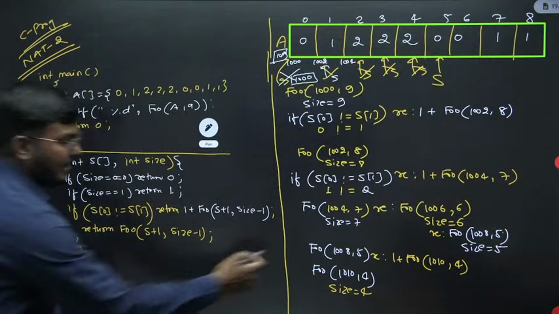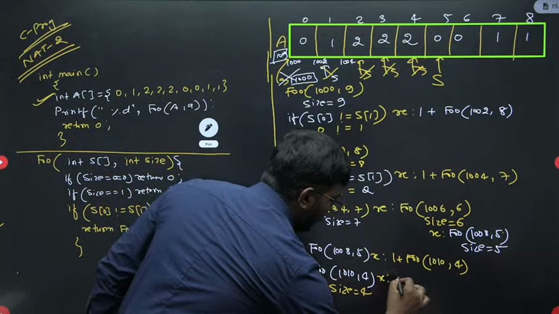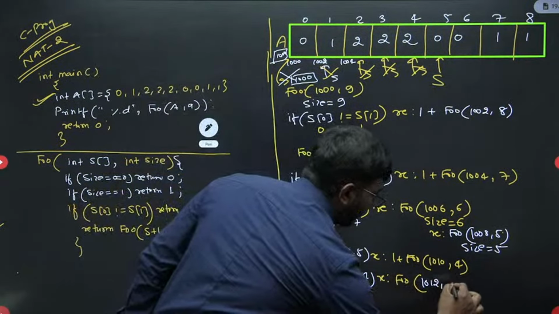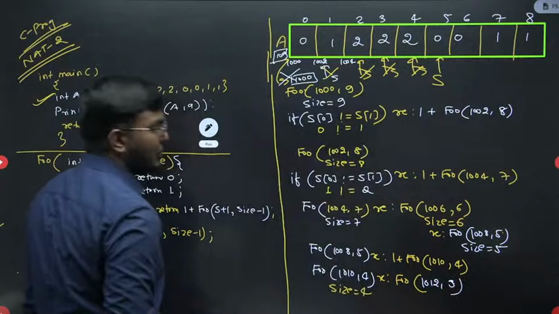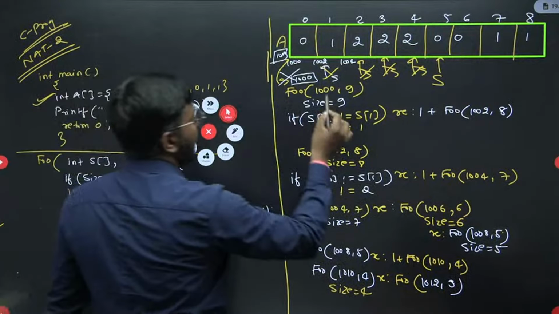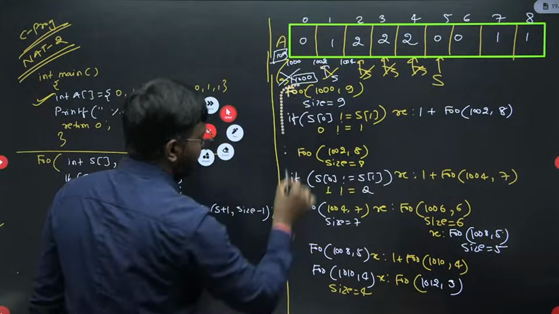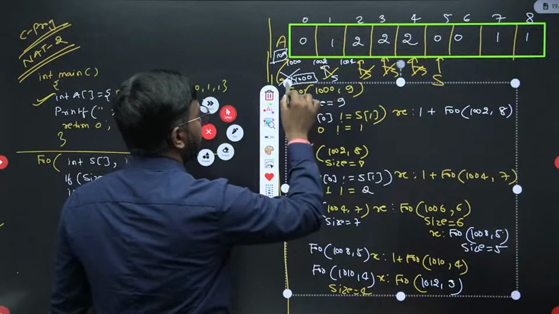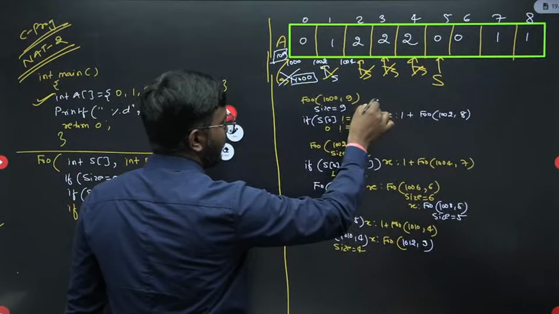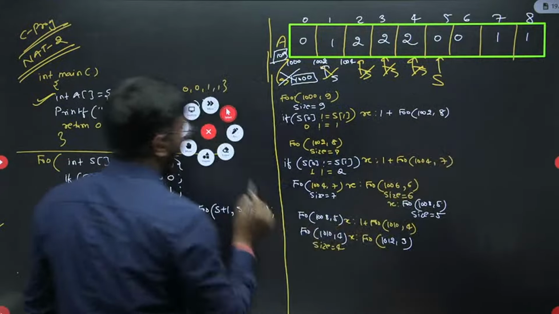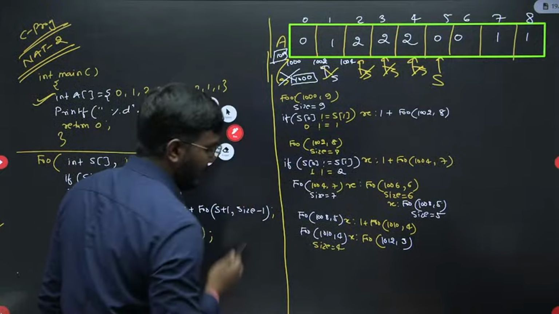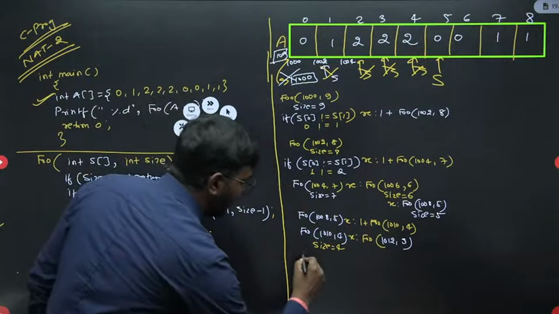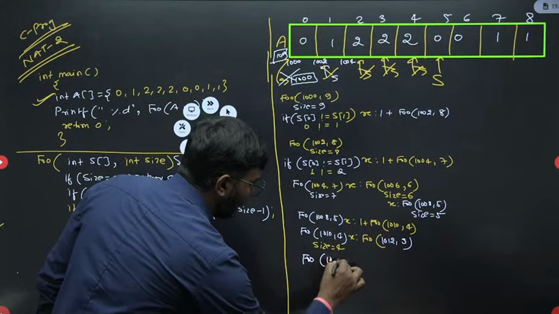Fine. So again here it will return the value foo of 1012, and 3. Very good. Okay, let me just compress. Now see, almost done. Almost done here. See here. Then again we'll call this 1012, comma 3. Foo of 1012, comma 3.